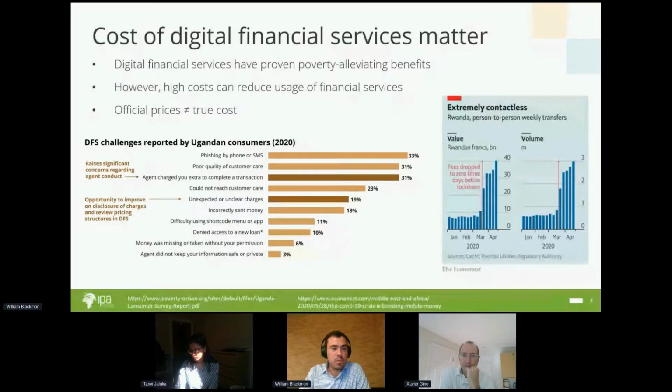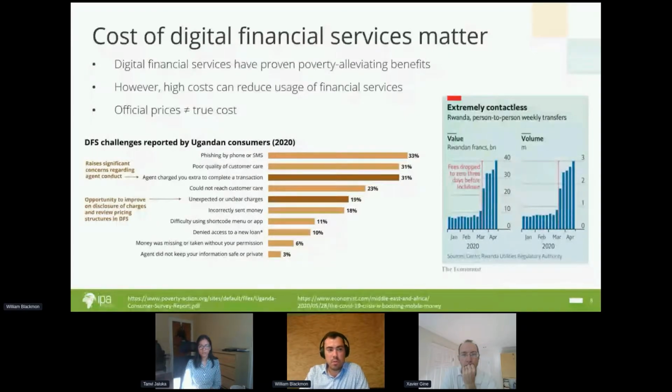As just one example, we ran a study in Uganda in 2020, asking DFS consumers about the types of challenges that they experience when using these services. And we found, among other things, that nearly a third of the consumers that we spoke with said that agent overcharging was a recent concern that they had experienced. And so, these extra costs are one of many other types of costs beyond the official prices that consumers need to pay.